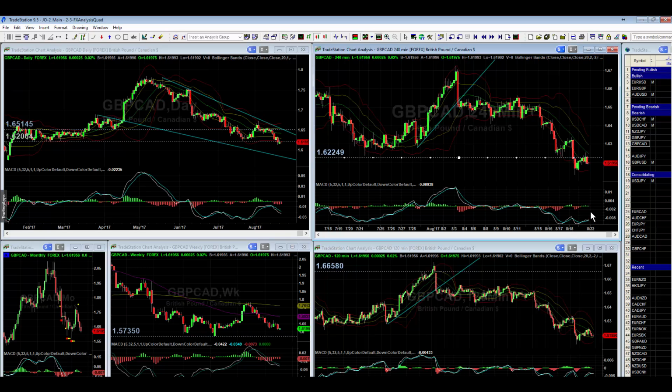Our momentum is not showing like it's in any kind of direction here. If anything, it's bullish, so let's be a little careful with this one, but we still have plenty of bearishness on our daily and our weekly.